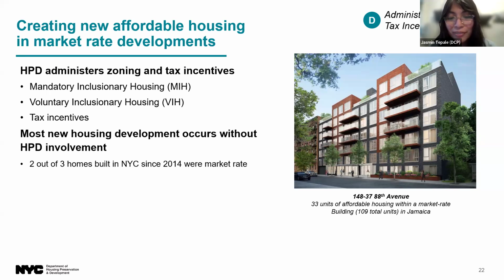Just want to note that there are 2024 limits. So what you're seeing right now is actually from 2023. And just in general, most of the new affordable housing in Jamaica will be built on private sites through MIH. Next slide.